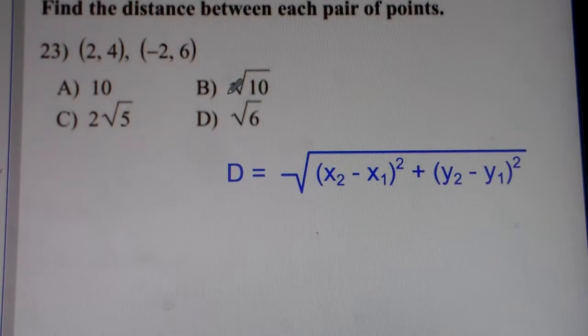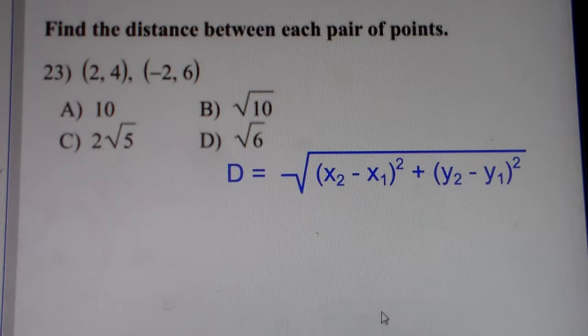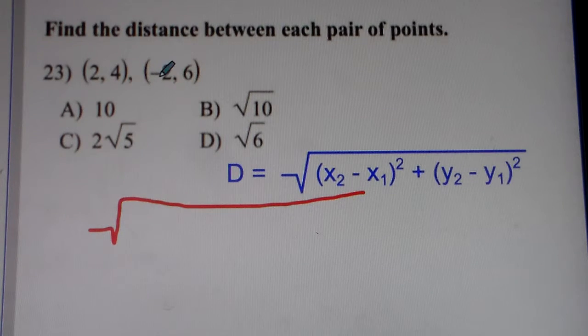Alright, let's move on. Number 23. Find the distance between each pair of points. So to find the distance, we just have to identify x1, y1, x2, y2. And we're going to plug them right into the distance formula. It's just another function notation. So square root of x2 minus x1, -2 minus 2 gets you -4.